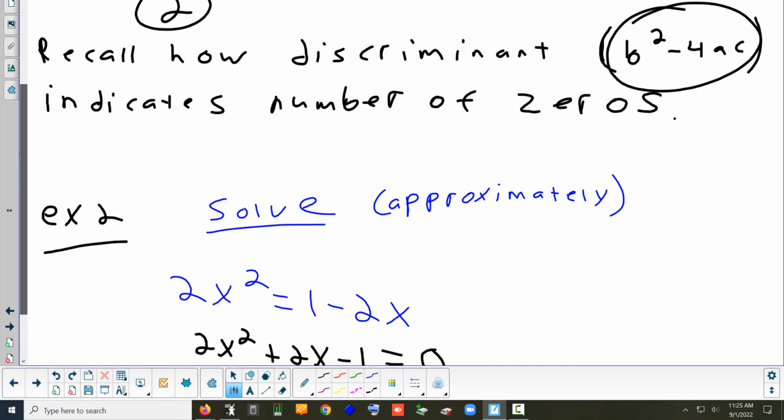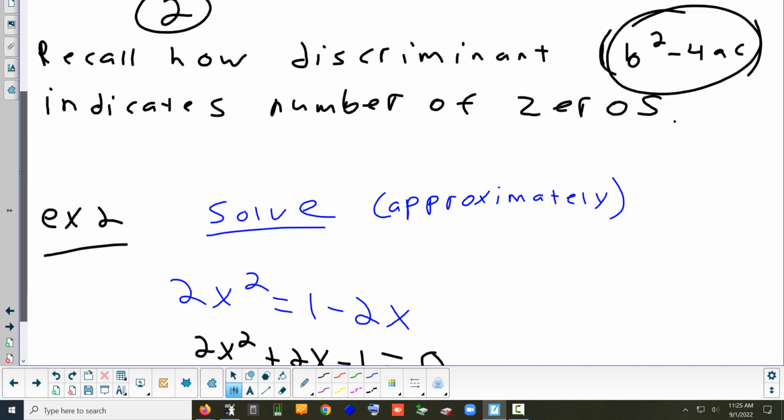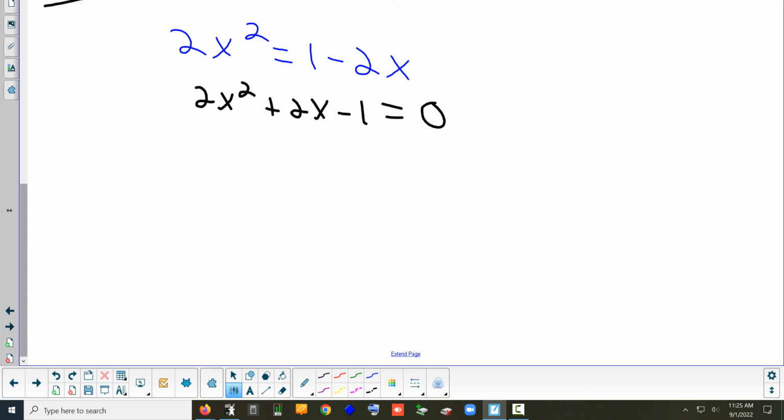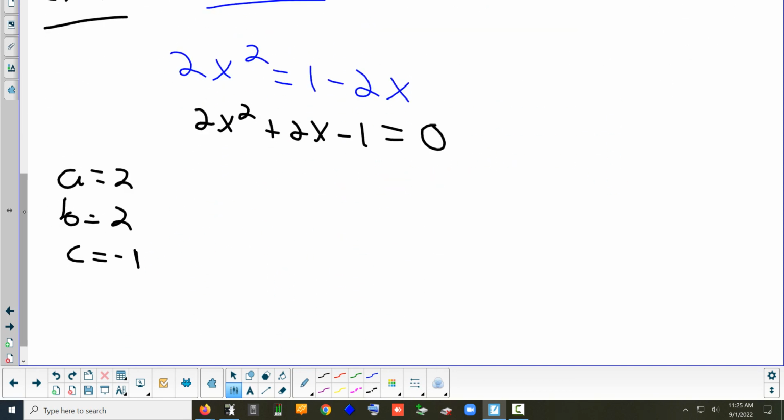This is just another example. We're gonna find the number of roots first, and then we'll actually solve for what the roots are. First, we'll just find out how many there are. So in this case, what's A? Two. B. Two. C. Okay. So B squared minus 4AC. You literally just plug those numbers in, and you don't worry about the rest of the equation at all, if you just want to know how many roots there are.